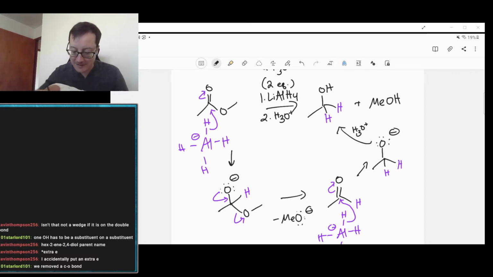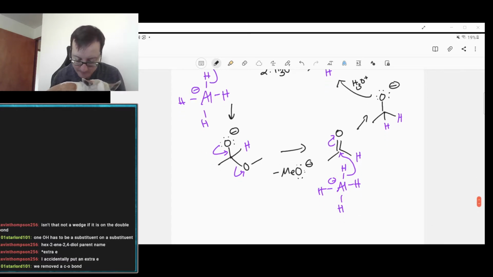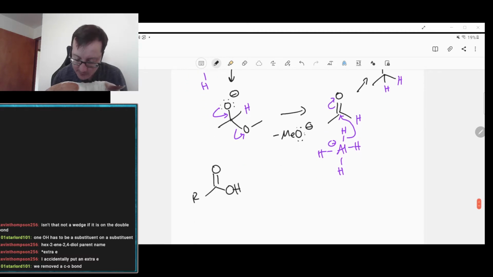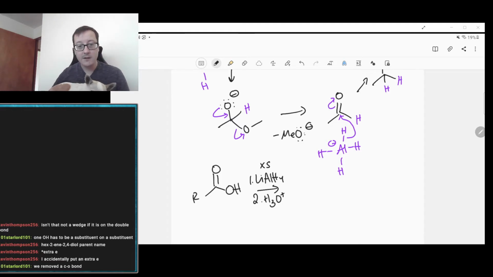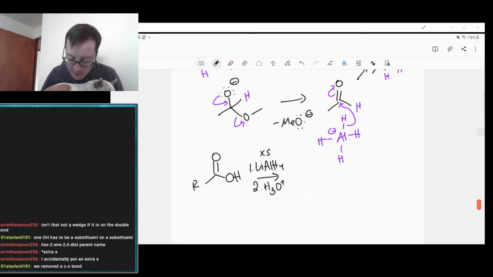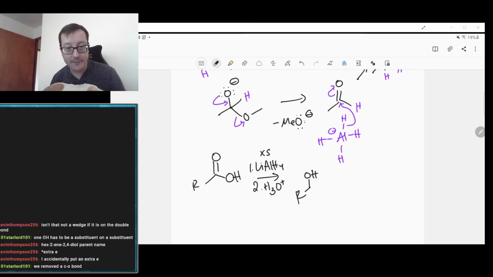Sorry. So with this, the lithium aluminum hydride will also work on carboxylic acids. It'll do the same thing. If you have a carboxylic acid and treat it with lithium aluminum hydride, and I'm just going to say excess to indicate that we have at least two equivalents in there, then we're going to end up with our alcohol out. It will be a primary alcohol like before.